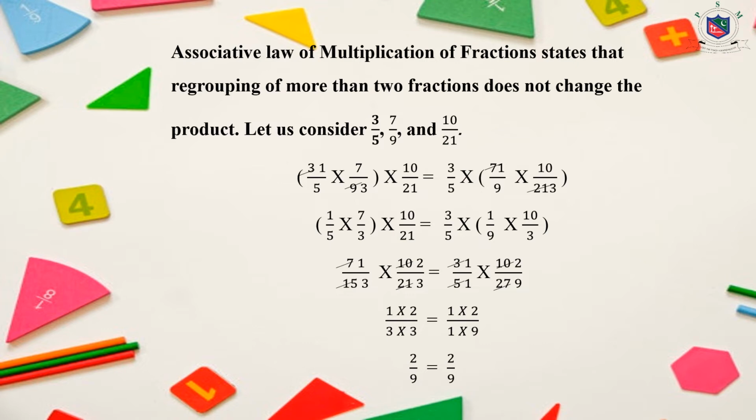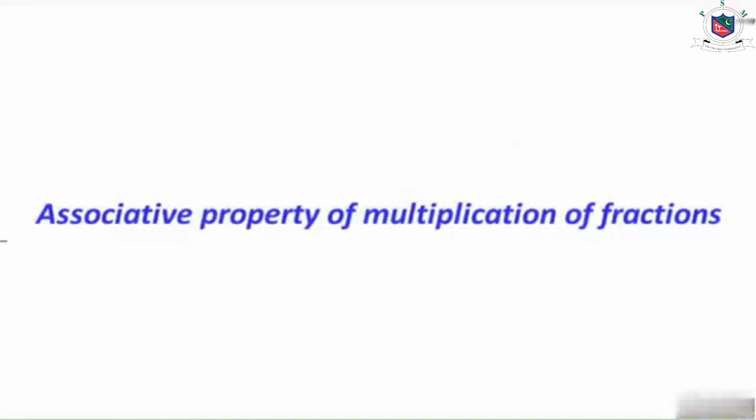Dear students, let's try some more examples. As today we are learning about associative property of multiplication of fractions. So, it states that the regrouping of more than 2 fractions does not affect the answer. First, let's take the whole numbers like 0, 1, 2 and so on.